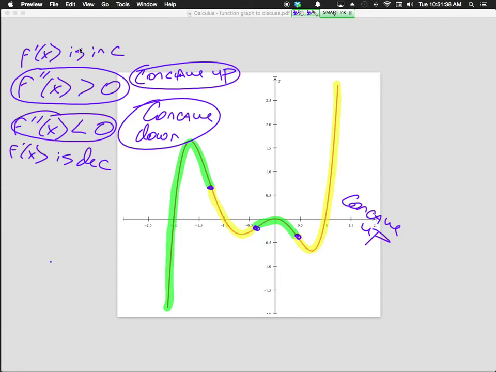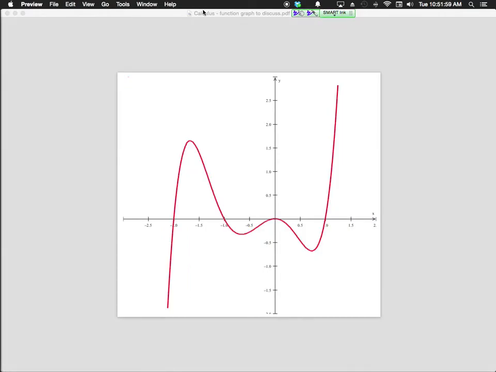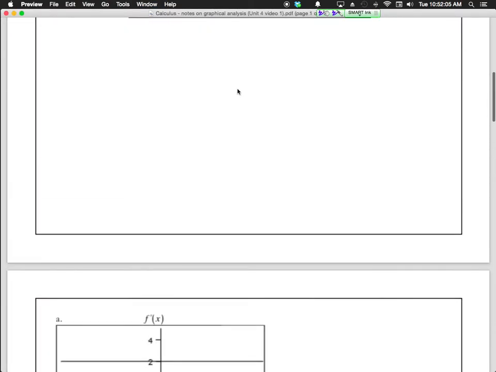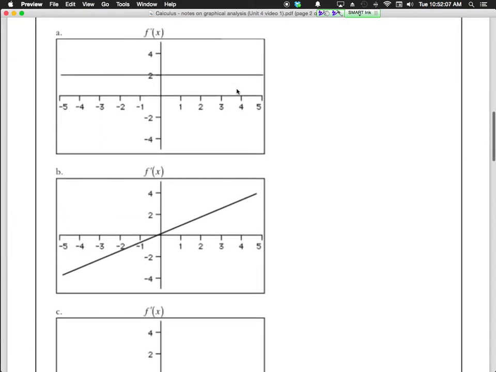So what's going to happen at points of inflection if I'm using the first derivative? F prime of x is going to change from increasing to decreasing, or decreasing to increasing. So that's what we're going to use the first derivative for today. Back on what we took notes with yesterday, we're going to go back through those same graphs, and this time we're going to do concavity, intervals of concavity, and points of inflection.